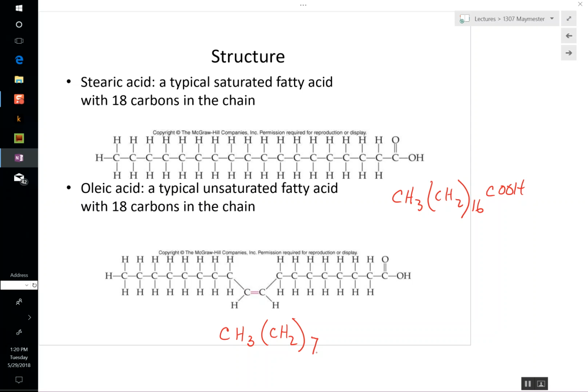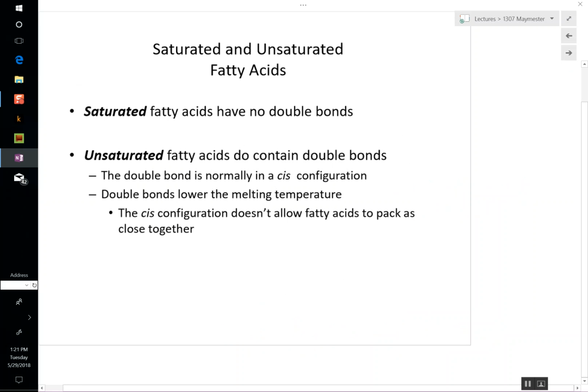So just like your elbow. Your elbow isn't just anywhere. It's right in the middle of your arm. So then you have a double bond here. And then you have another 7 carbons and a carboxyl group. That's oleic acid. Saturated have no double bonds. Unsaturated have at least 1, and it's always cis.